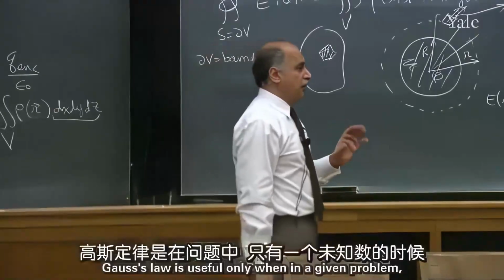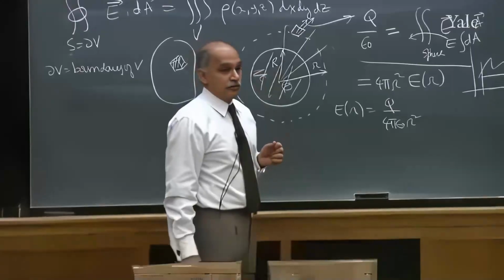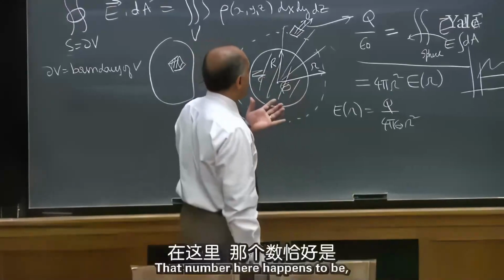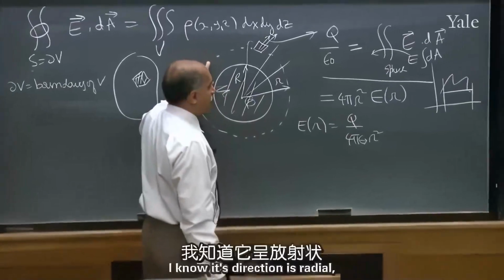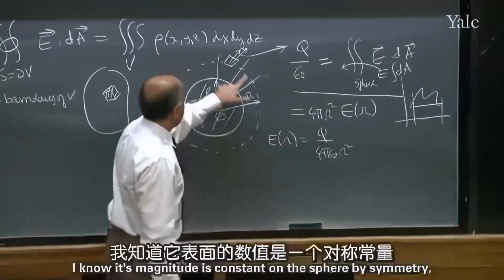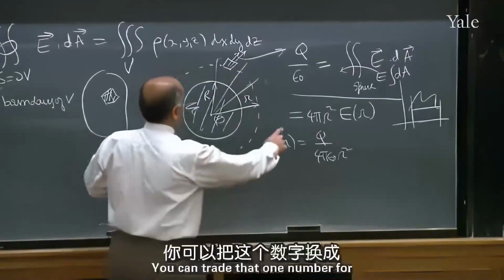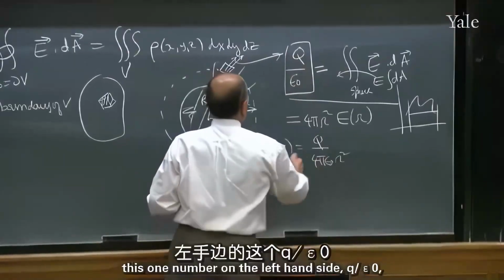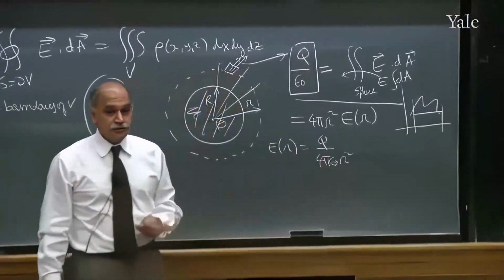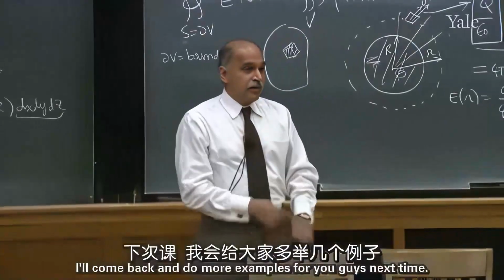Gauss's law is useful only when, in a given problem, there's only one number you don't know. That number here happens to be, what's the strength of E at a radius r? I know its direction is radial. I know its magnitude is constant on the sphere by symmetry, but what is the number? You can trade that one number for this one number on the left-hand side, Q over epsilon 0. You can calculate it. So I'll come back and do more examples for you guys next time.